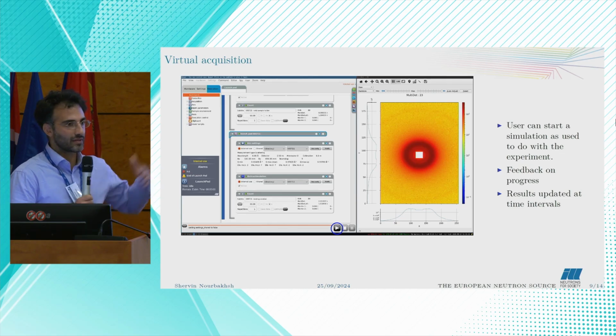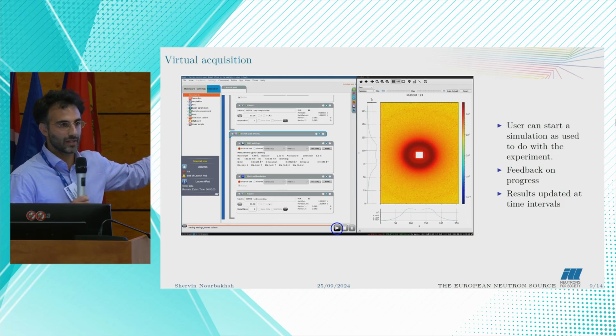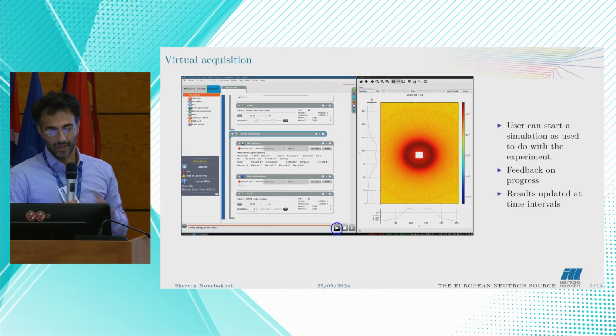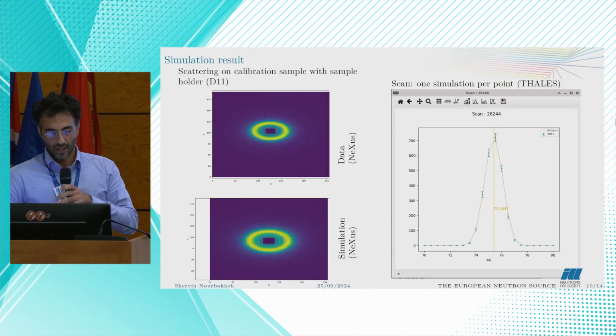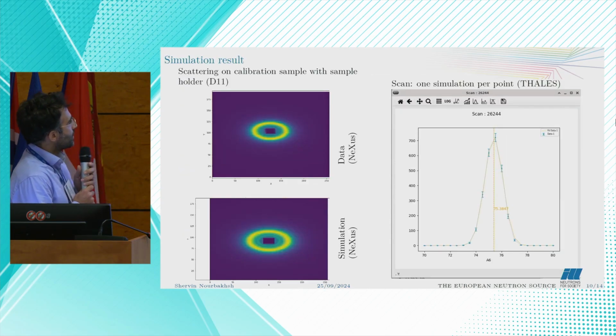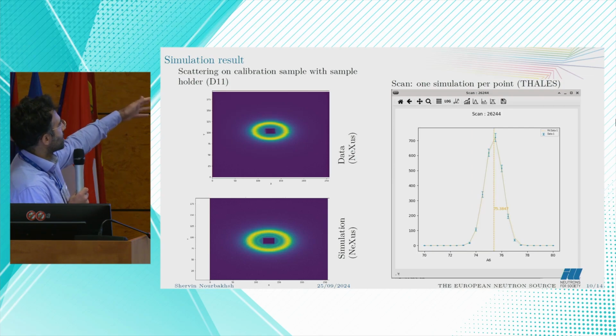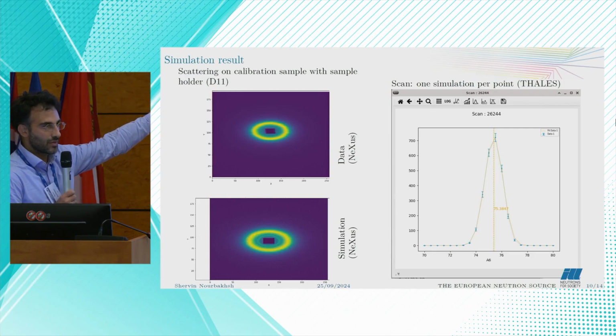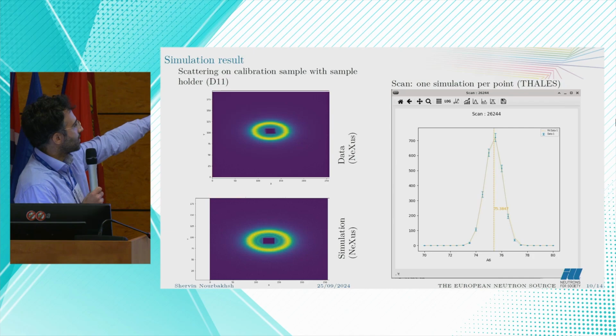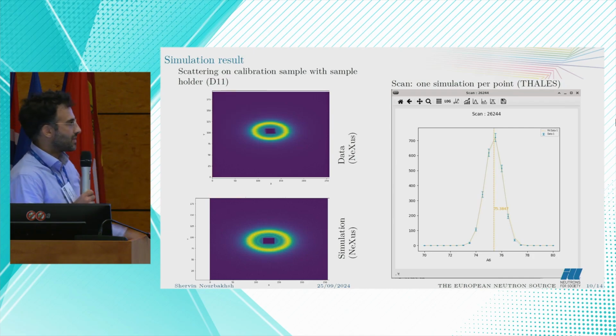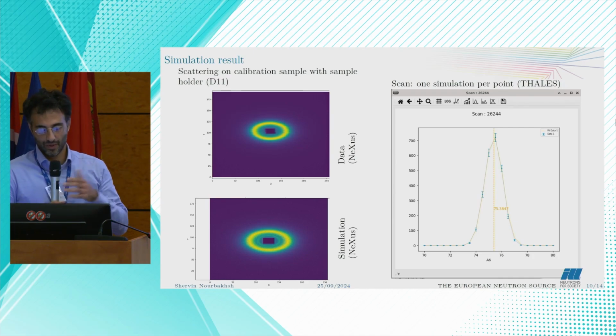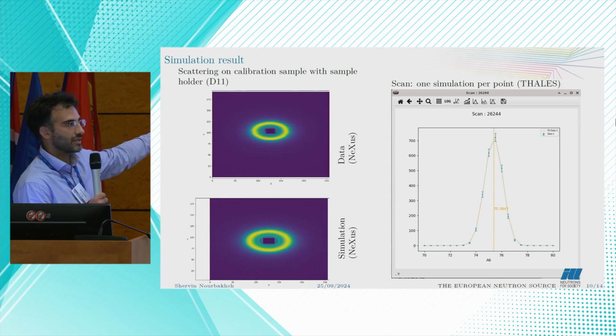So they can even stop the simulation whenever they are fine with what they see and start something else, getting the data as they would do on the real detector. And what you can see here is an example of the results. For example, on the left, there is the D11 instrument with the real data of some sample that is used for the calibration of the instrument, and at the bottom its corresponding simulation done using the digital twin and getting the results in Nexus format.